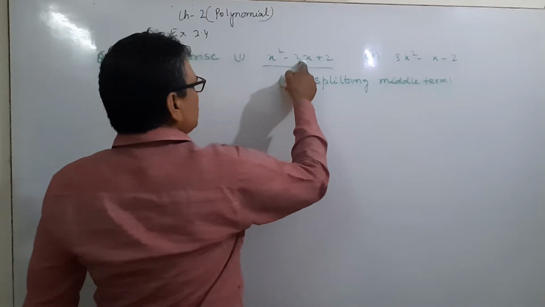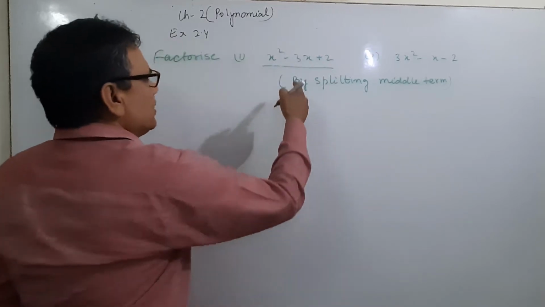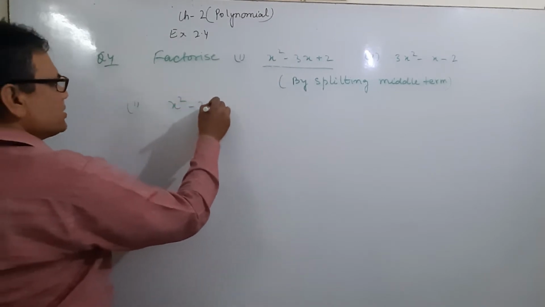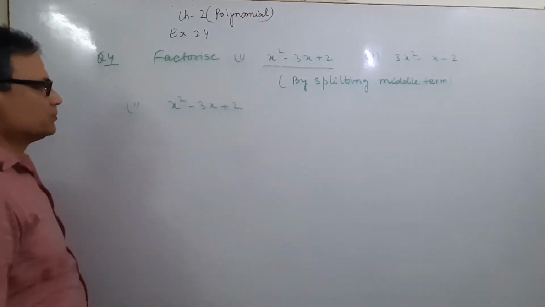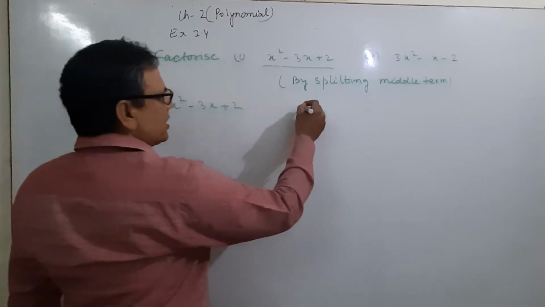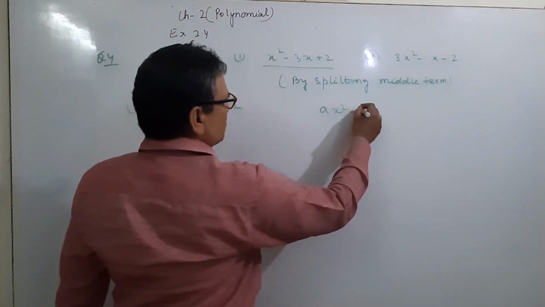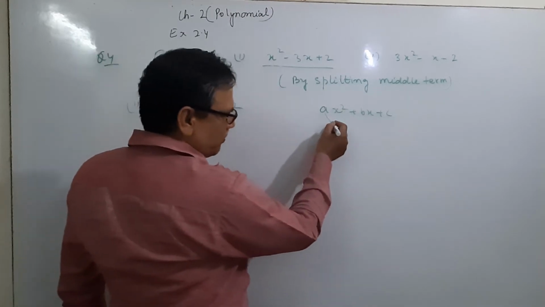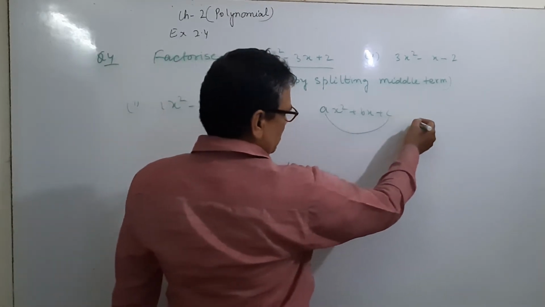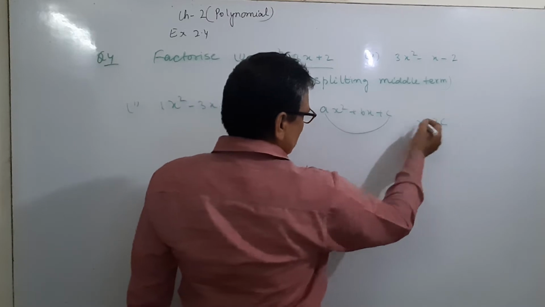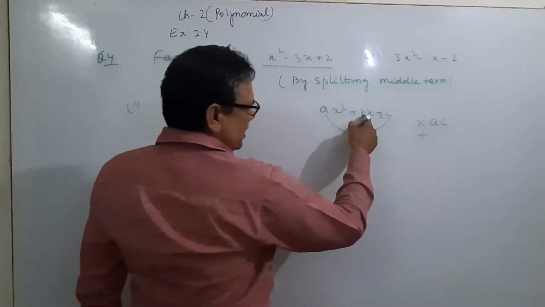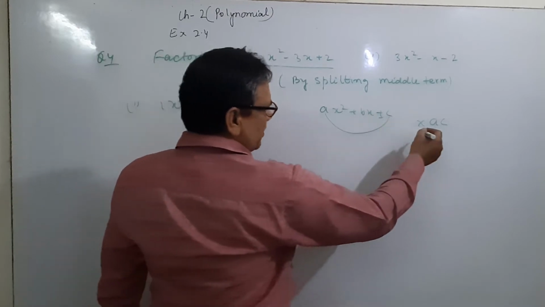Here are 1, 2 and 3, three terms, and 3 is the middle term. First part, x square minus 3x plus 2. The standard form is ax square plus bx plus c. Our main purpose is that we have to multiply a by c. Multiply a by c. And what is the sign? Plus. Put plus. And what is left now is b and c.